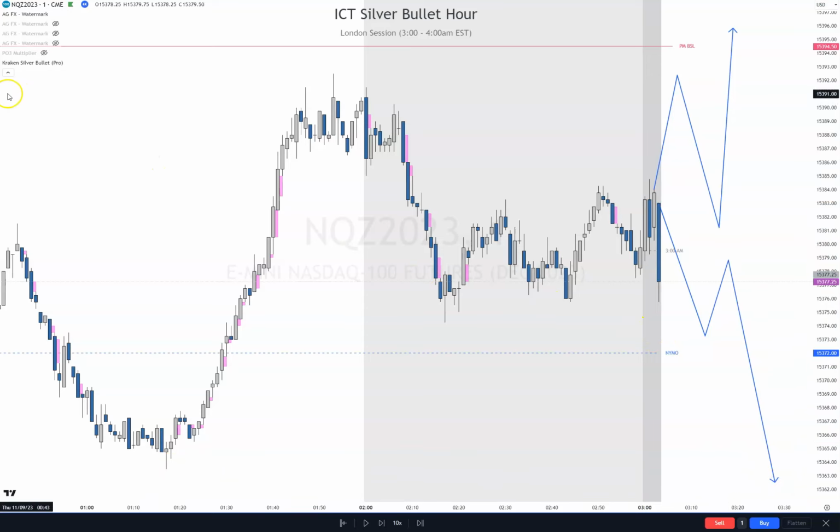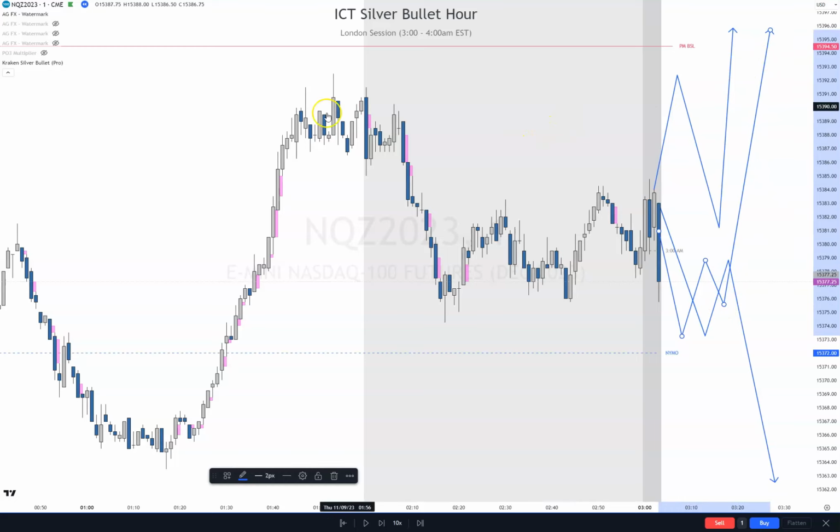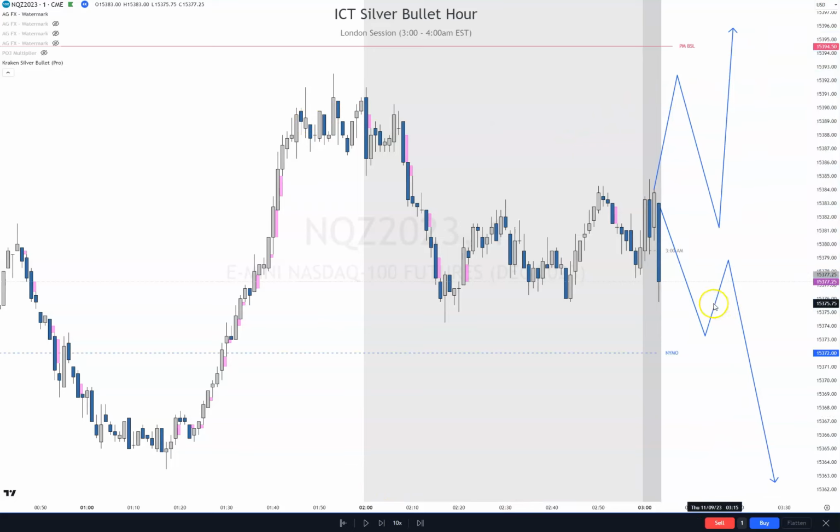Or option 3 would be that it could come down here, create a high, and then come take out the buy side there. Okay, so realistically, there's your 3 potential setups that I'm looking for. I'm waiting for price to tell me what it's going to do. Okay, hope that made sense.